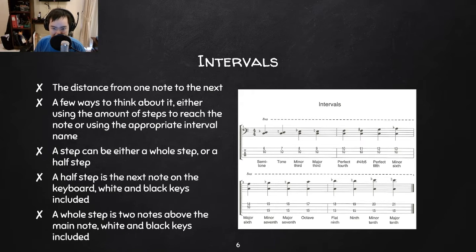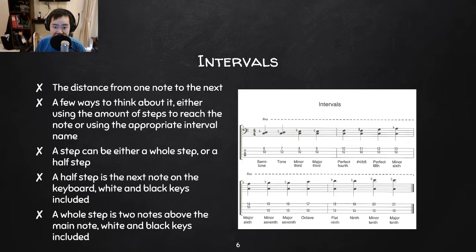Now, if you're just looking at white keys, that will be a D. However, it says in my definition that white and black keys are included. So the next key after C, both white and black keys included, will be C sharp or D flat. So hit that note. C, C sharp. That is a half step.